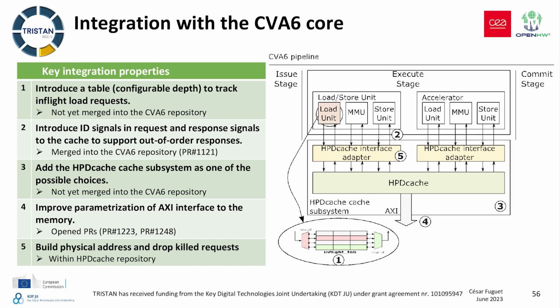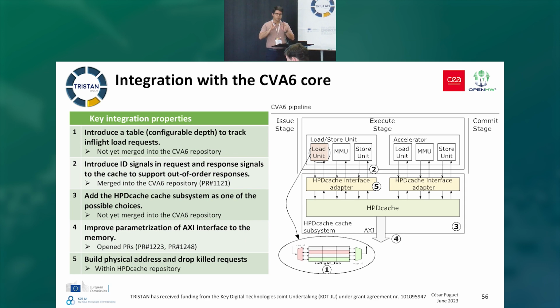This cache has been, for the moment, integrated into the CVA6 core. Just a comment here: it's a cache that is meant to be portable to other cores. For example, an out-of-order core will benefit much more from this cache, but anyway, you can benefit from its features using an in-order core like the CVA6. Okay, so this just mentions a little bit what modifications we did on the CVA6 core to benefit from the cache.